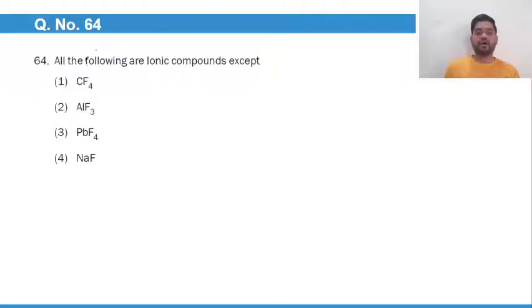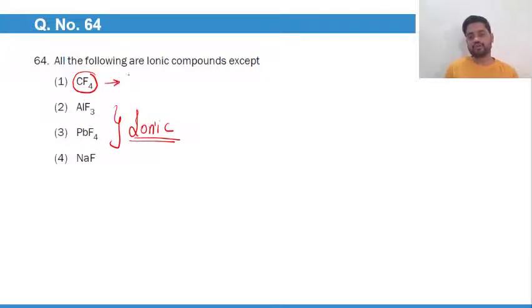64. All the following are ionic compounds except CF4, which is a covalent compound. Rest all are ionic. If you remember in group 14, lead and tin tetrafluorides are the only ionic compounds, right? The rest are ionic compounds, and this is a covalent compound. Hence I'll go with option number 1.